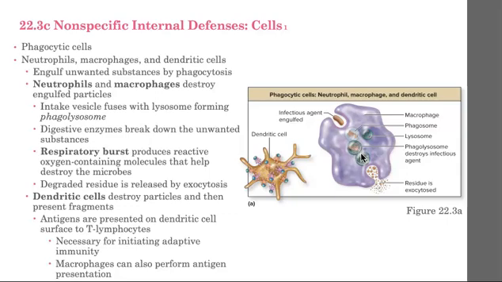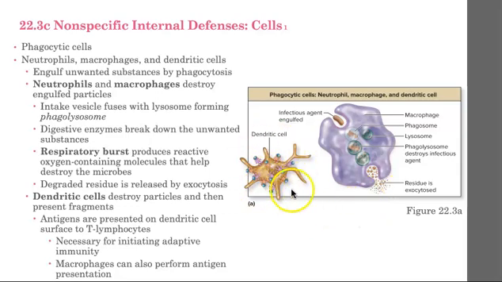And then digestive enzymes are going to start to break down that cell or a part of that cell. And then we get some residue or debris that is then exocytosed. We have what's called a respiratory burst that produces a reactive oxygen-containing molecule that is going to help to destroy that molecule within that phagolysosome before we exit through the exocytosis.